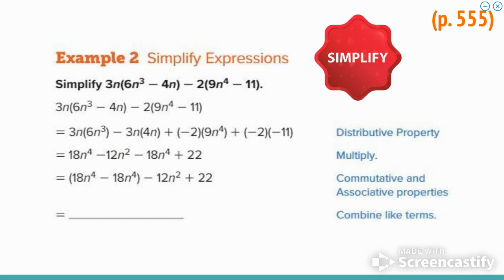So we distribute, and then we have our product. So 3n times 6n to the third. Again, that's 3 times 6 is 18. Add your powers. N to the first, n to the third, give us n to the fourth. Negative 3 times 4 is negative 12. 1 and 1 give us n squared. Then same thing all the way down. Negative 2 times negative 11 is positive 22.